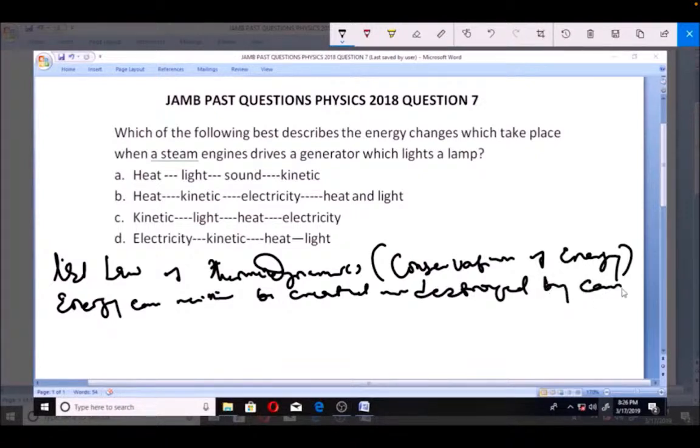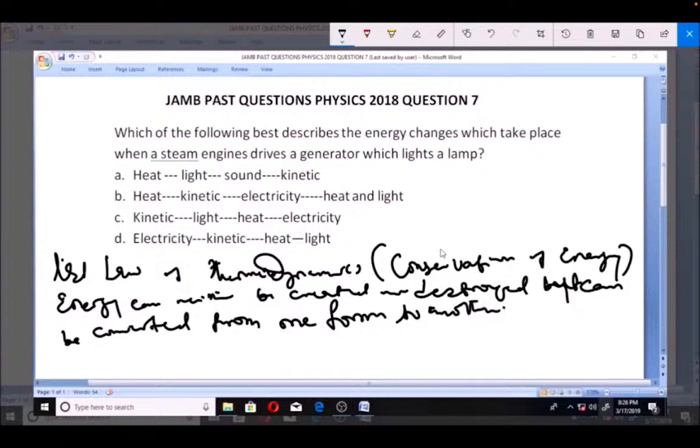But it can neither be created nor destroyed, but can be converted from one form to another. So that is what can happen to energy.